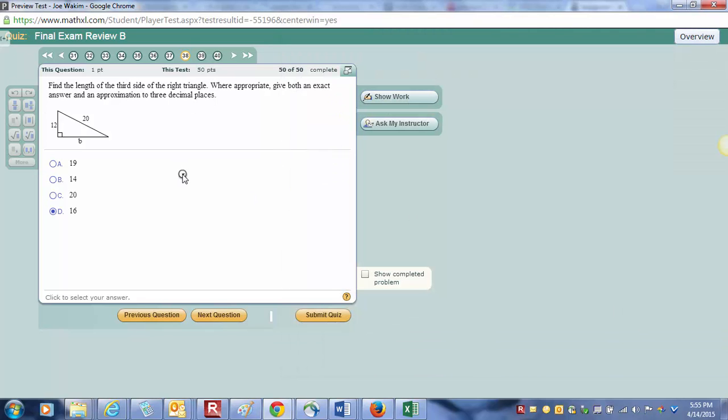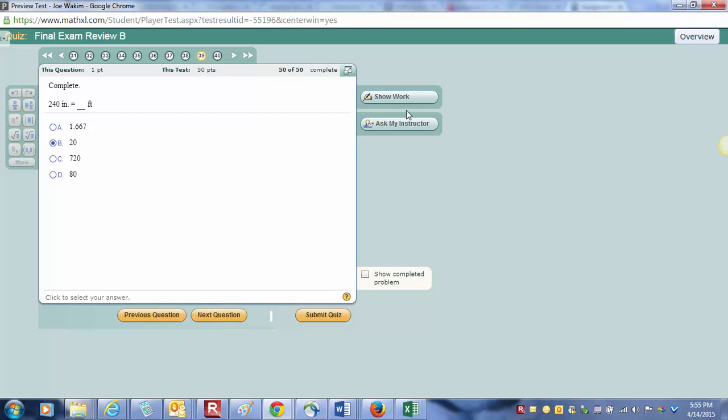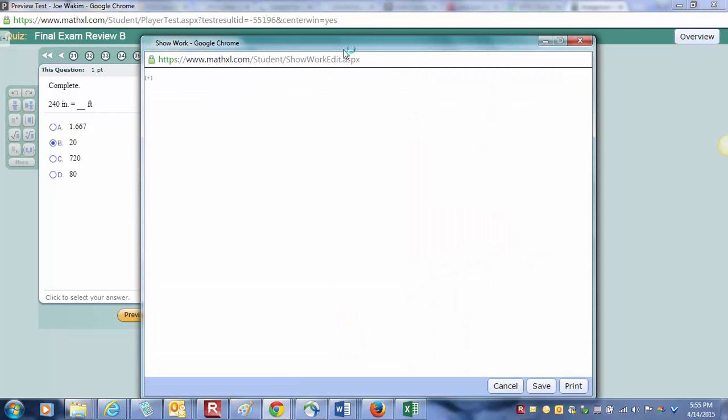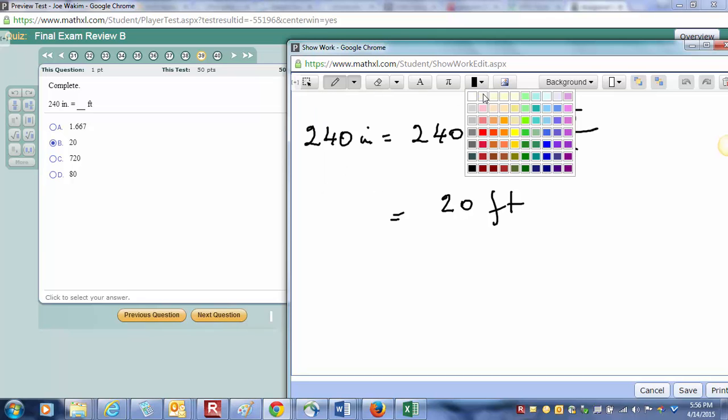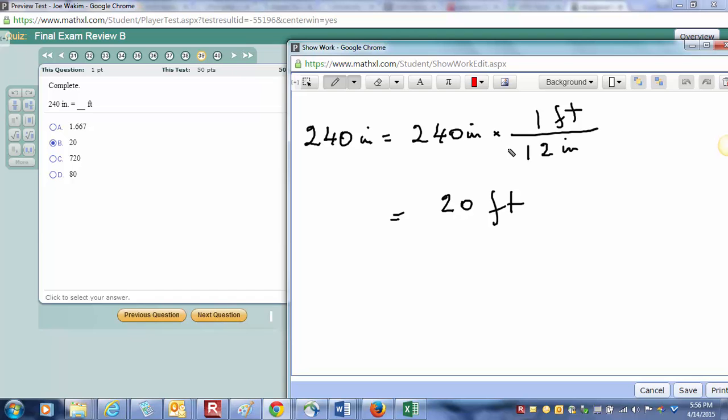Number 39. Now we know that 240 inches, how many feet? So what we do here is we write the same 240 inch, but then you know that 1 foot equals 12 inch. So you put the 12 inch in the denominator, that way the inches will cancel and your final answer will come out in feet. So that's a good way to change the units.